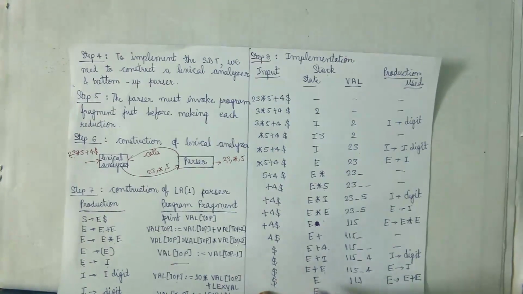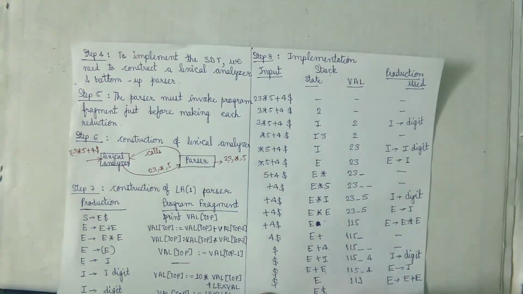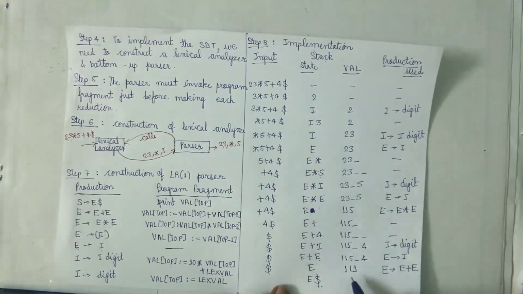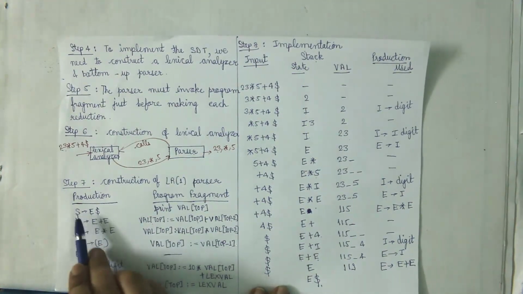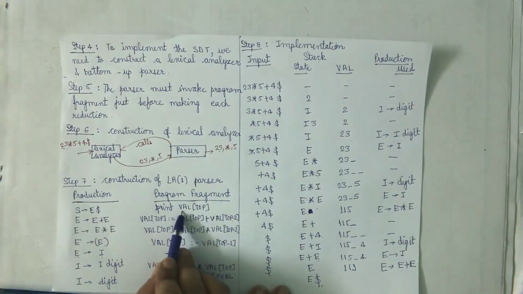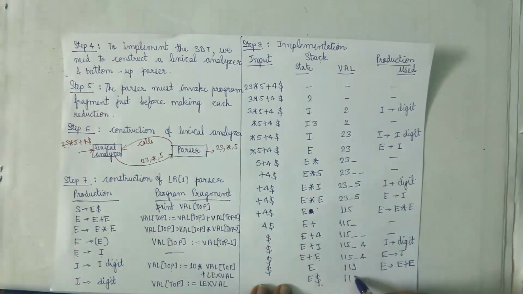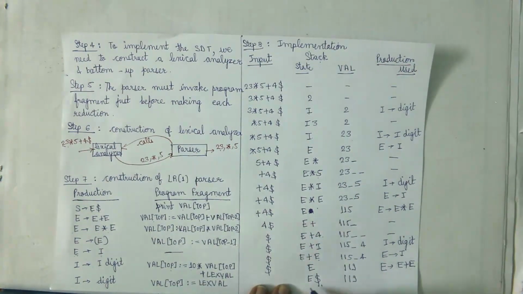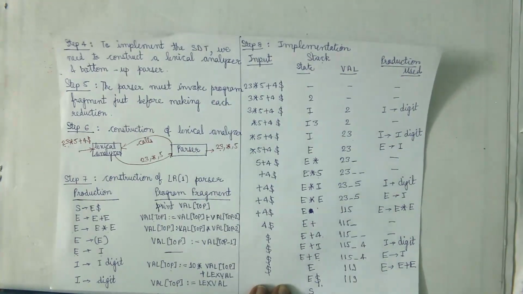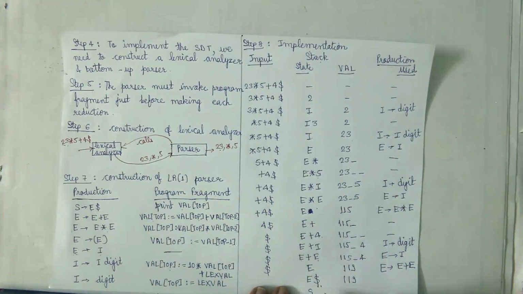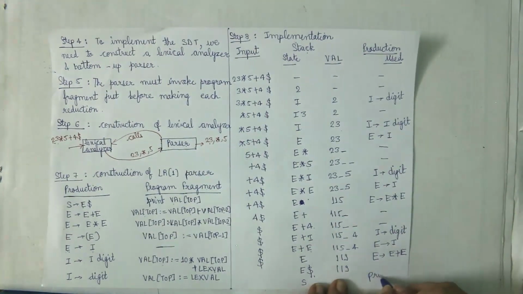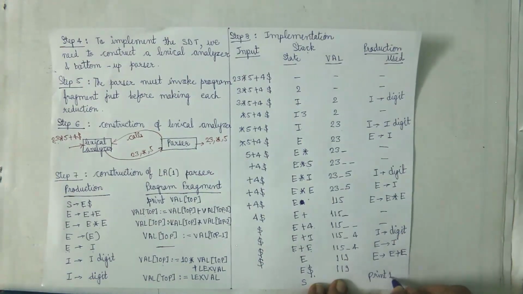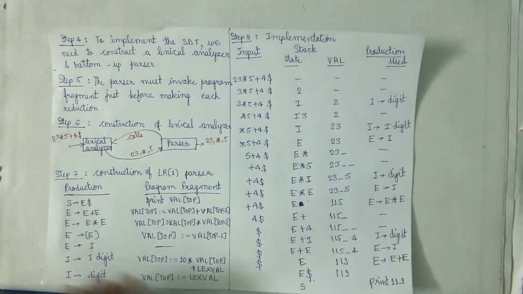Finally, we will push the dollar into the stack, which is E dollar, and whenever we get E dollar, we have to make it S and print the answer. So this is value 119, and the last step is to make it S. Pop E dollar and push S into the stack, and this 119 which we got, finally we have to print the answer 119.